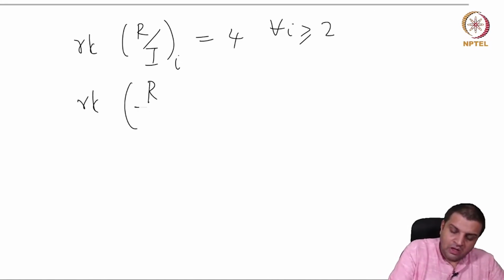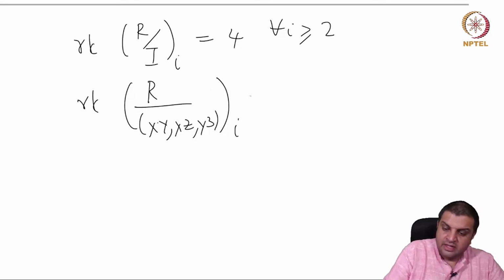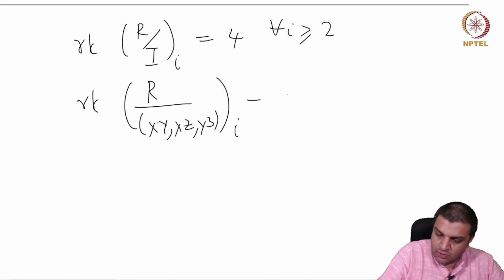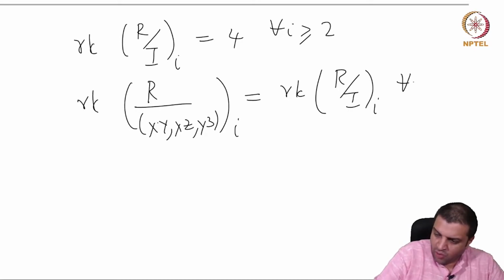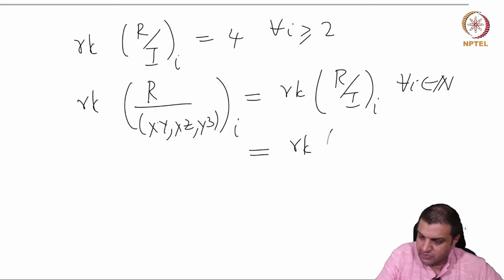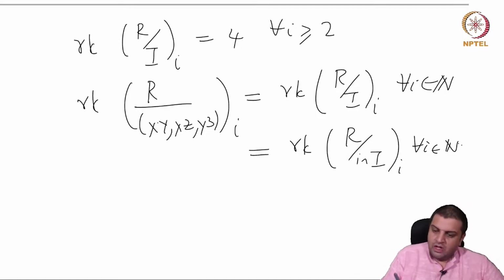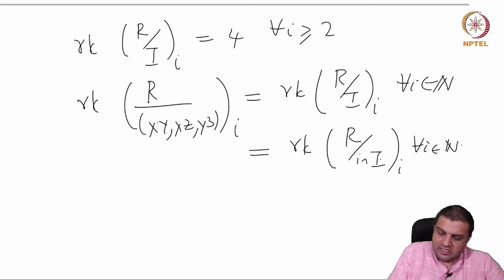The rank of R mod the ideal generated by xy, xz, y cubed, in degree i, is equal to the same rank as this, for all i. And this is equal to, by the theorem, the rank of the initial ideal of I, for all i in N. Now, remember that this ideal is inside the initial ideal.